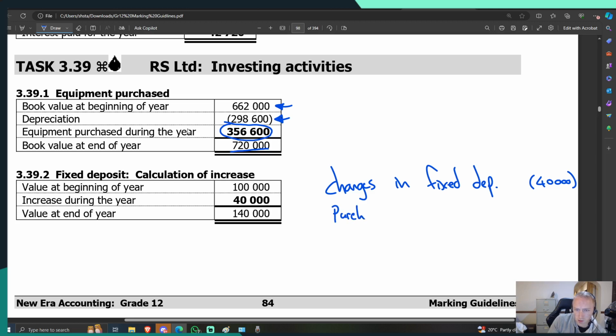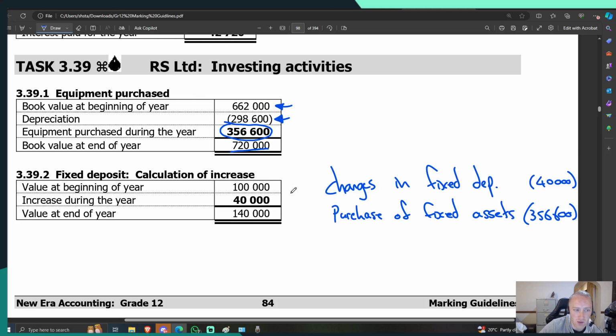So in our cash flow statement, under cash flow effects of investing activities, we would have purchase of fixed assets. And because it's a purchase of assets, it's an outflow of cash, and therefore it will be in brackets, 356,600. All right. So that's task 3.39 done.